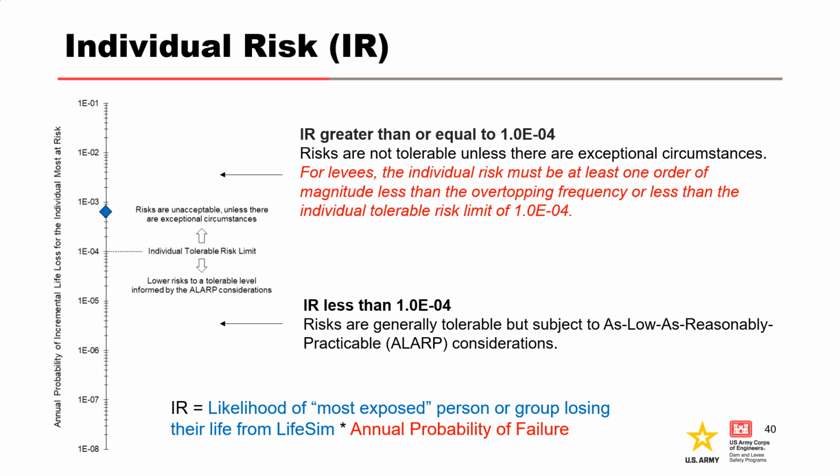The second term in the equation will be provided by the consequence specialist. The individual life risk limit is 1 times 10 to the minus 4. The individual risk will always be less than or equal to the annual probability of failure. So if the APF is less than 1 times 10 to the minus 4, then the individual risk will also be less than 1 times 10 to the minus 4 and below the limit.